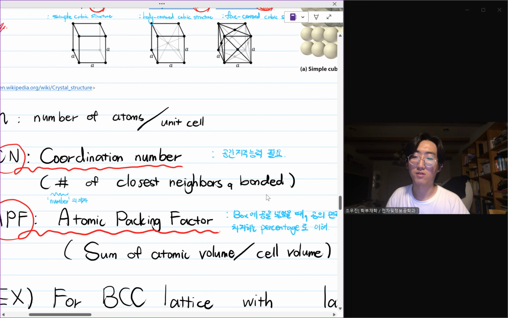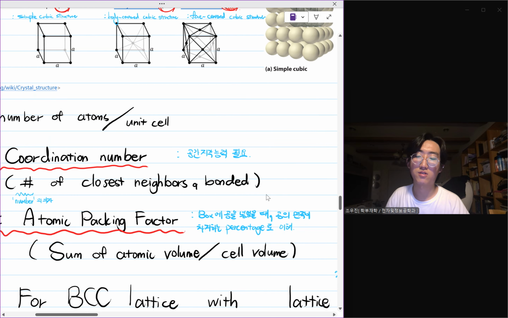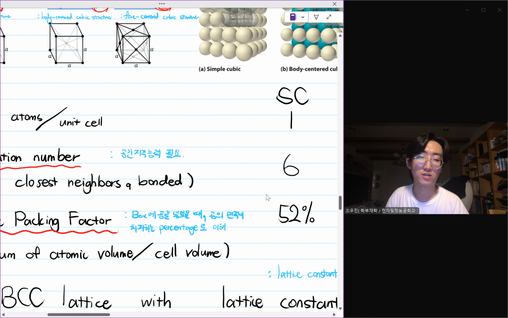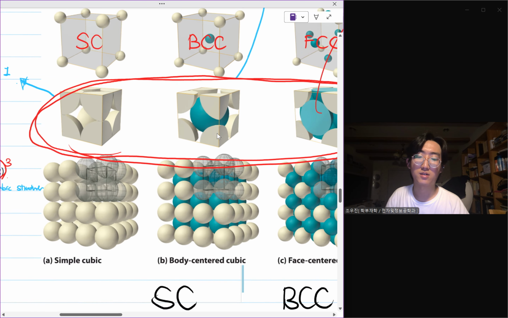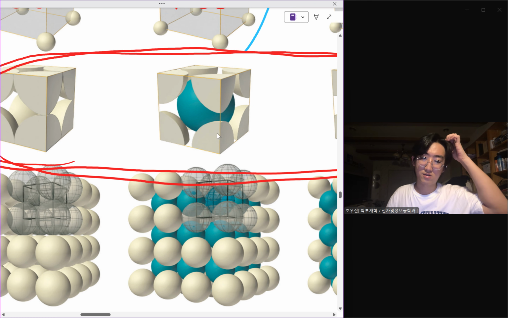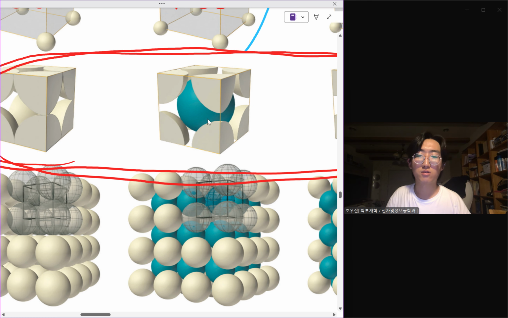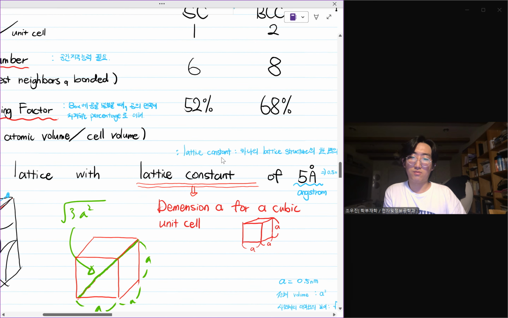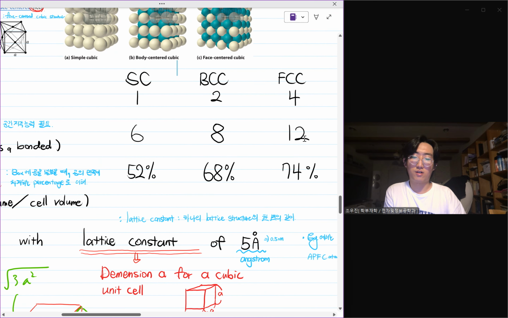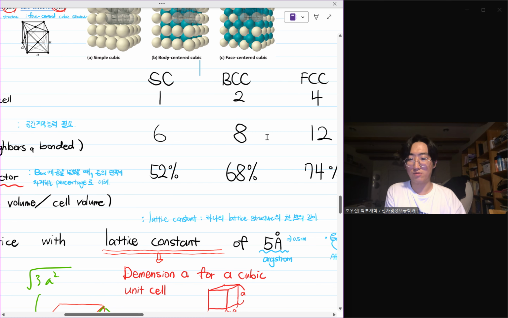Next one is the coordination number, which means the number of closest neighbors or bonded atoms. You can think about this with some geometry in your brain. Like this one: here is one atom and eight atoms labeled atom B. So 6, 8, correct. You can think about this on your own.